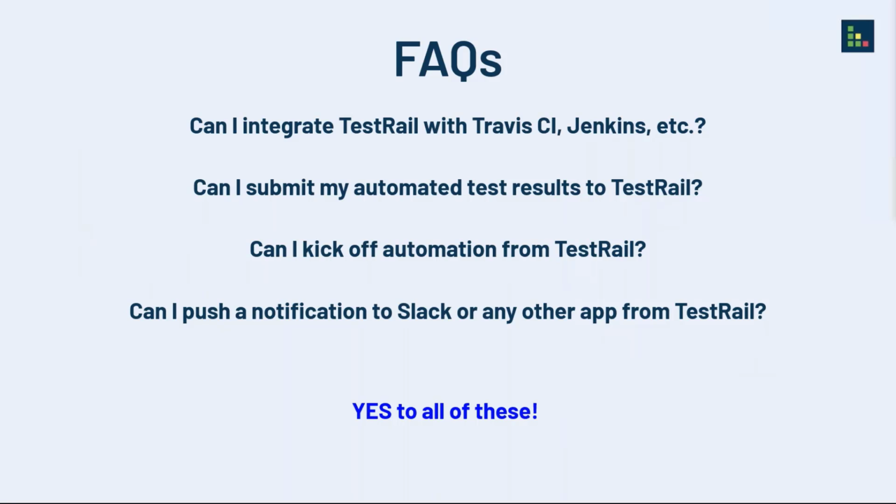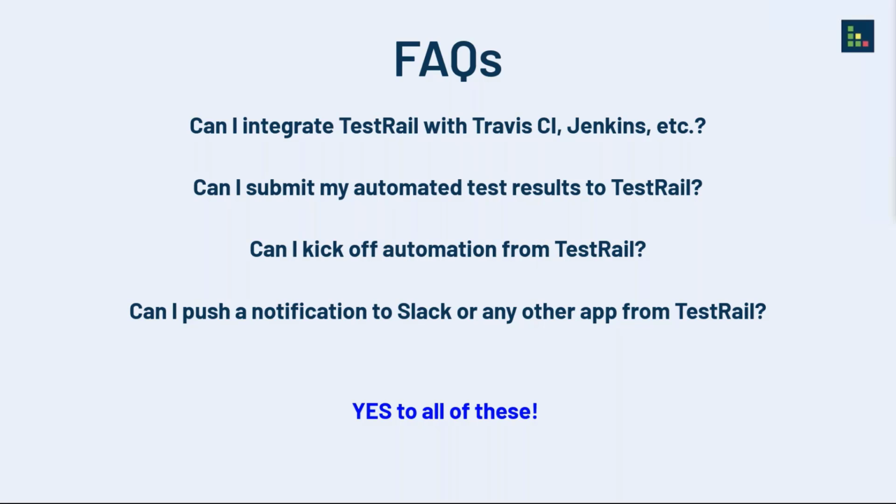We generally receive some common questions from customers when it comes to connecting TestRail to automation and other tools. The questions are usually: can I integrate TestRail with Travis CI, Jenkins, etc.? Can I submit my automated test results to TestRail? Can I kick off automation from TestRail? Can I push notifications to Slack or another app from TestRail? And the answer to all of these questions is yes.